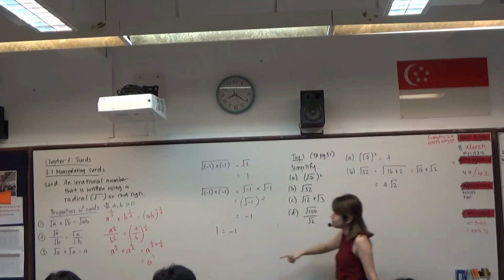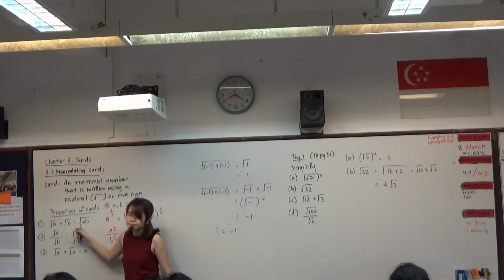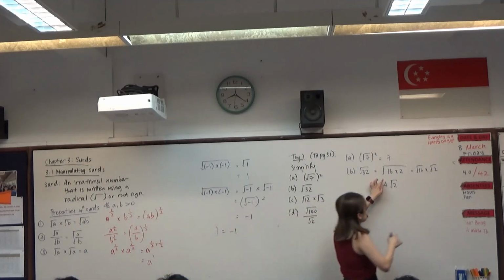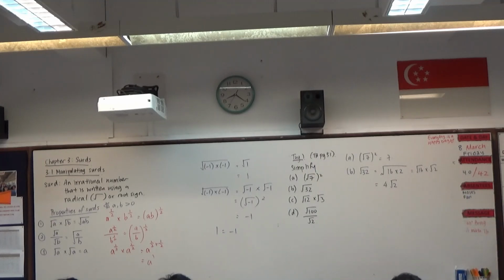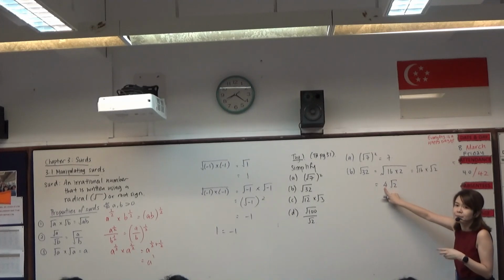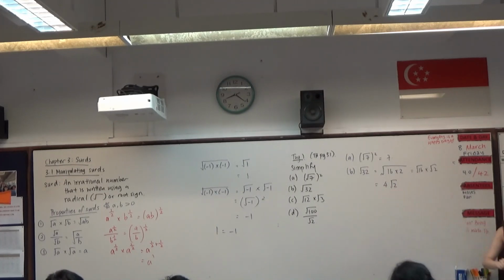based on our rule number 1, square root of 16 times 2 equals square root 16 times square root 2, and square root 16 is equal to 4. So 4 square root 2.